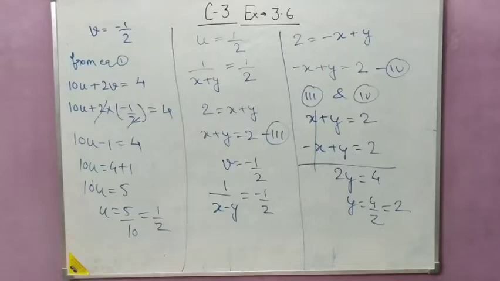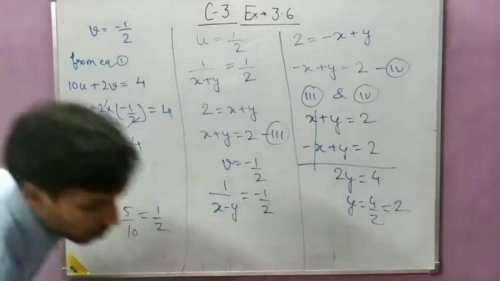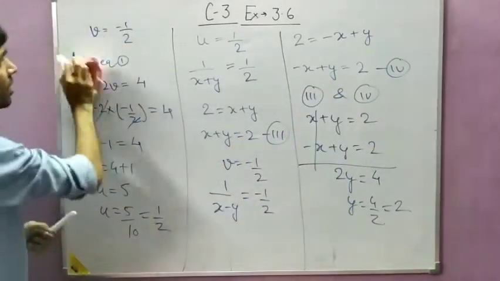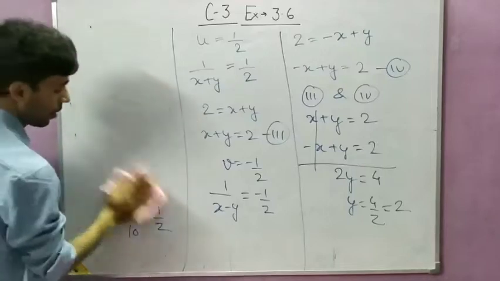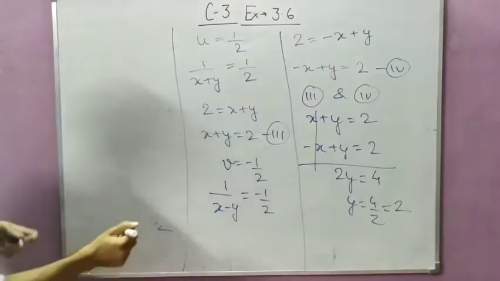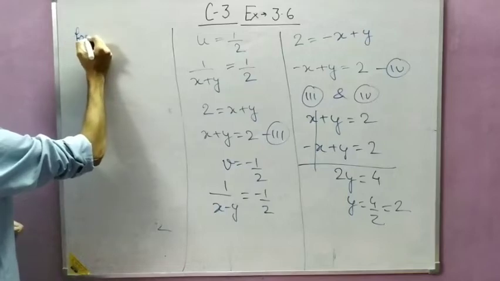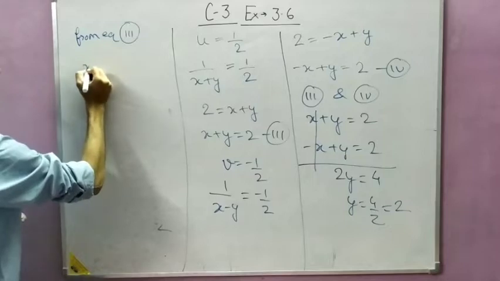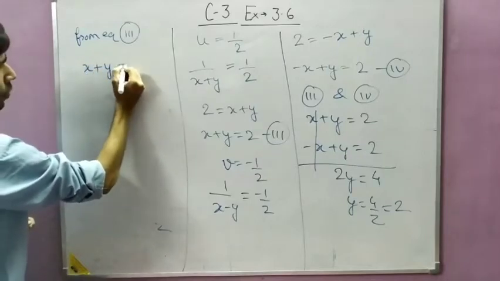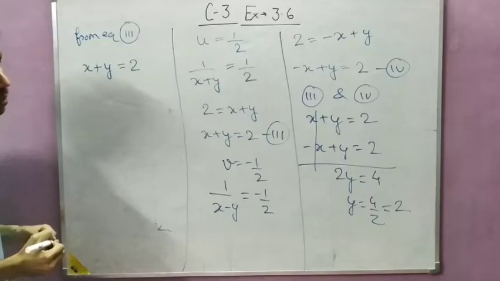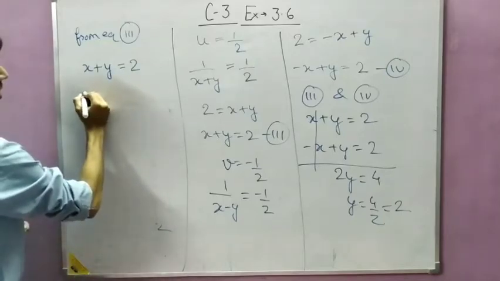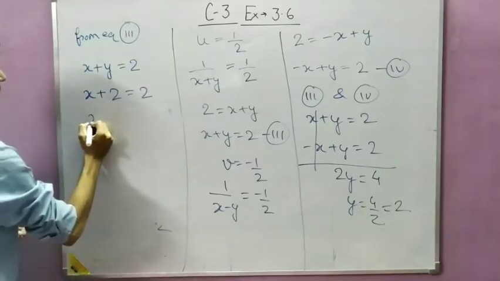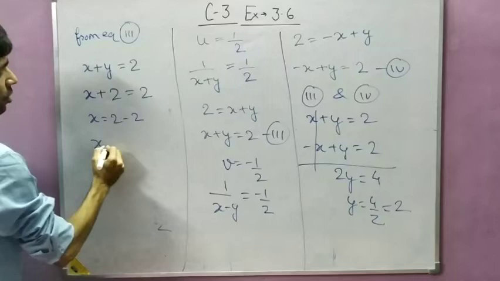Now see student, we got the value of y now. So by putting the value of y in equation 3 or equation 4, we can get the value of x. From equation number 3 or 4, I have taken equation number 3. Equation number 3 was x plus y equal to 2. Because the value of y we got is 2, x equal to 2 minus 2, so x equal to 0.